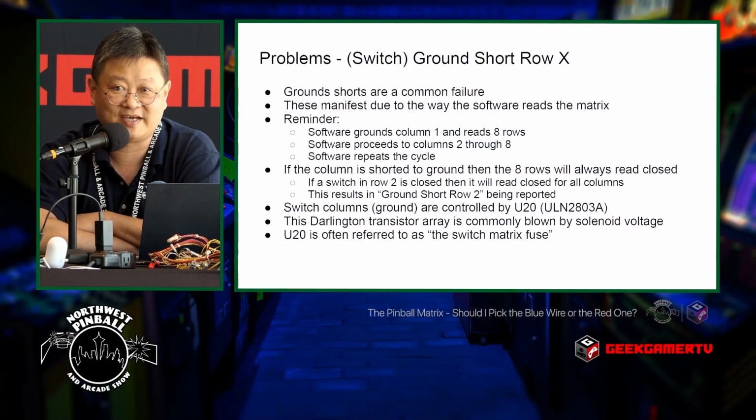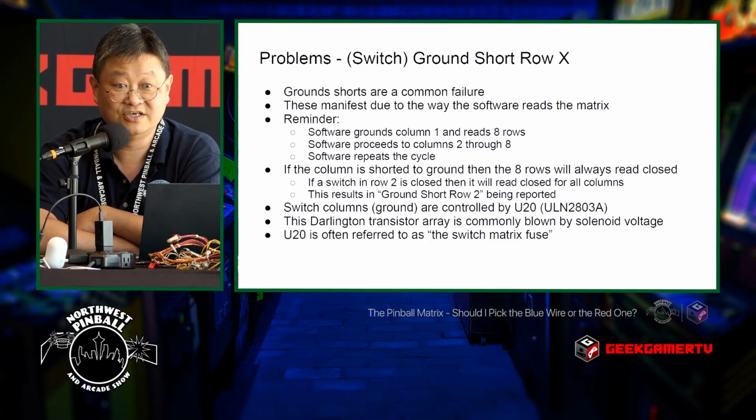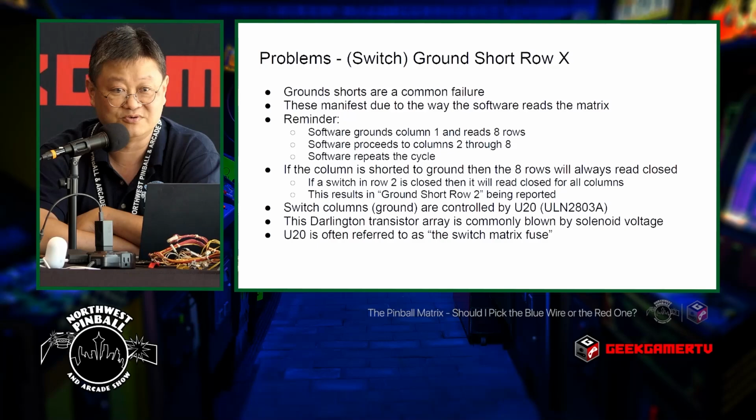So why does this ground short show up? Well, let's think about it this way. I have a switch in row 2 that is closed. It's just physically closed. That's the nature of what it is. If the software thinks it's grounding column 1 and now reading all 8 rows, then perhaps in column 1, row 8, it really is closed. Okay, that's a true result. It really is grounded. But now, if there is a permanent short on one of those columns, the CPU thinks it's going to ground column 2, but in fact, it's going to see a ground through that permanently shorted column. So therefore, it will think that all switches on that row 2 are grounded.